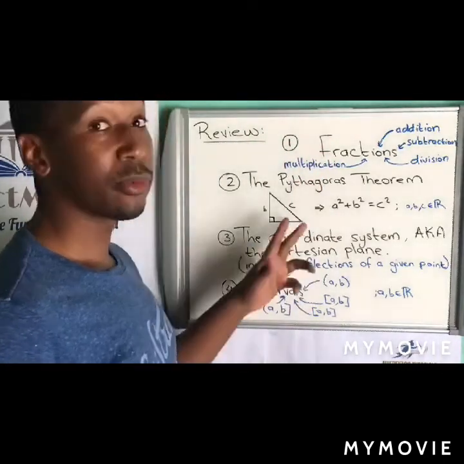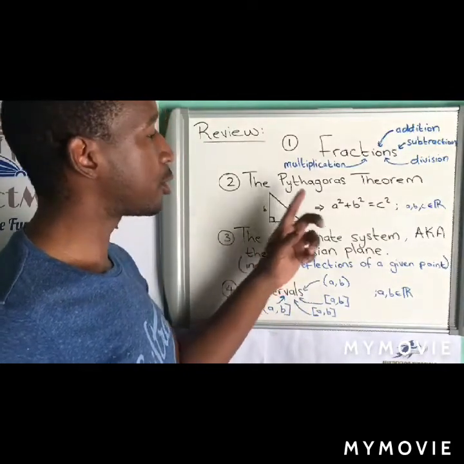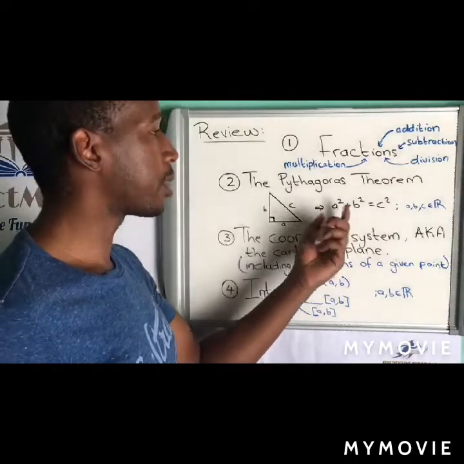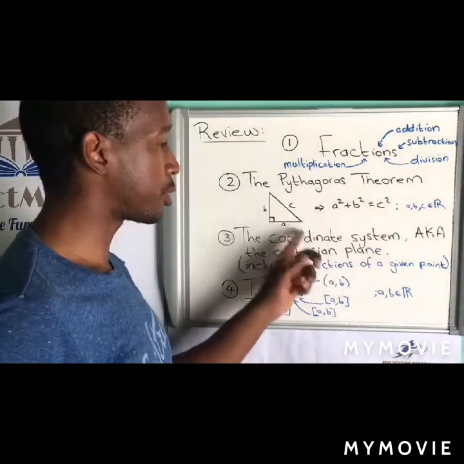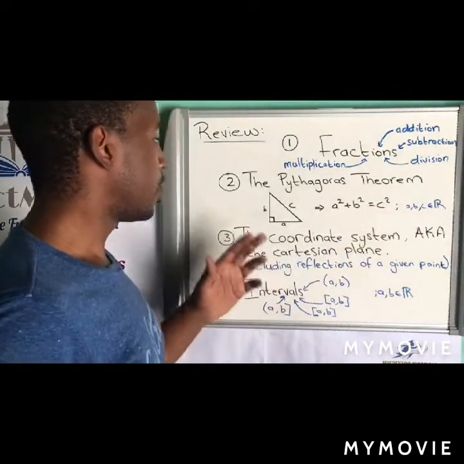The second one is the theorem of Pythagoras, which deals with right-angled triangles and how, when you square the shorter sides and sum them up, they give you the square of the hypotenuse, which is the longest side, when all of them are real numbers, of course.